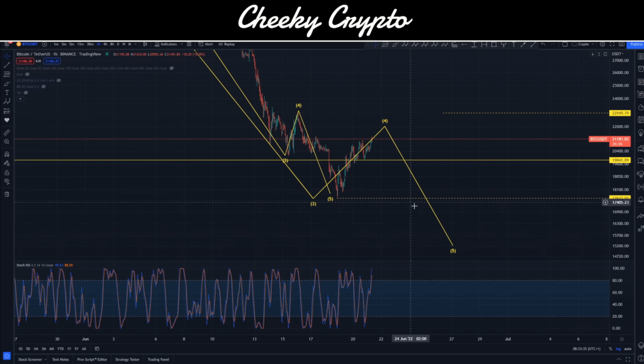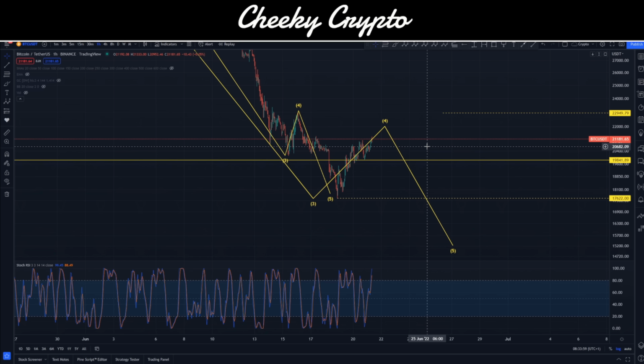So I'm still thinking there's more room to the downside, and our targets really are pretty much dropping down between $15,000 and $17,000. So at the moment, that's what's being indicated. Obviously, there's no guarantee that it'll even stop there. There's no reason for it to necessarily overextend in this fifth wave, but it is a possible scenario.